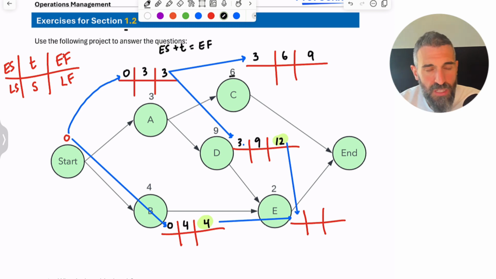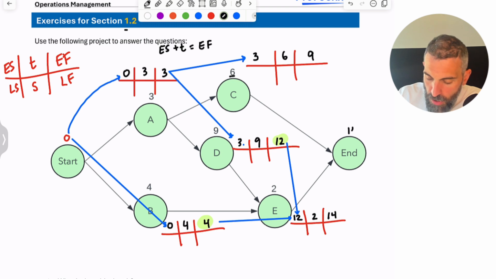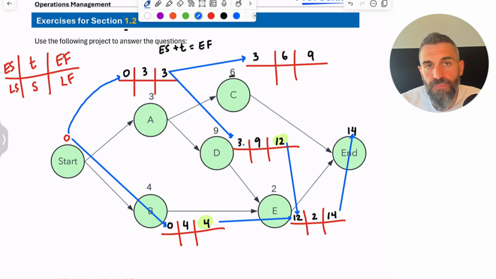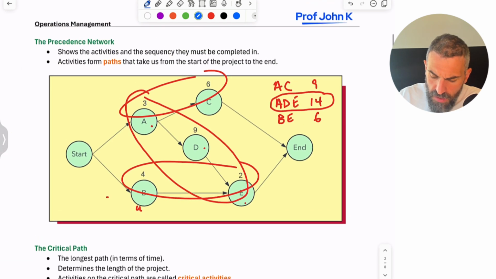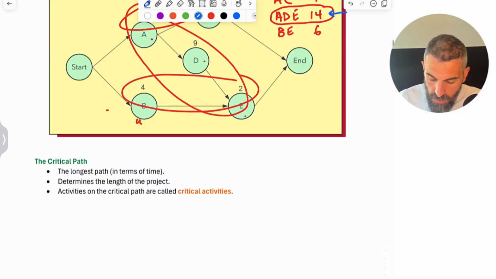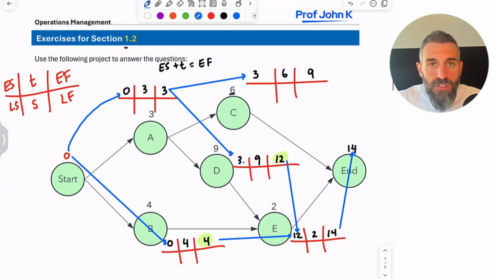Again, just think of it logically. When can I start E? I can't start it at week 4 because D is not finished until week 12. So you pass forward the larger number, add E's time, and you get the early finish. Now, once you've done all the activities, we'll look at the longest path. The longest time determines the length of your project. This 14 is the length of your project. And we already knew that, right, from here. So this is how you find early start, early finish for every activity.